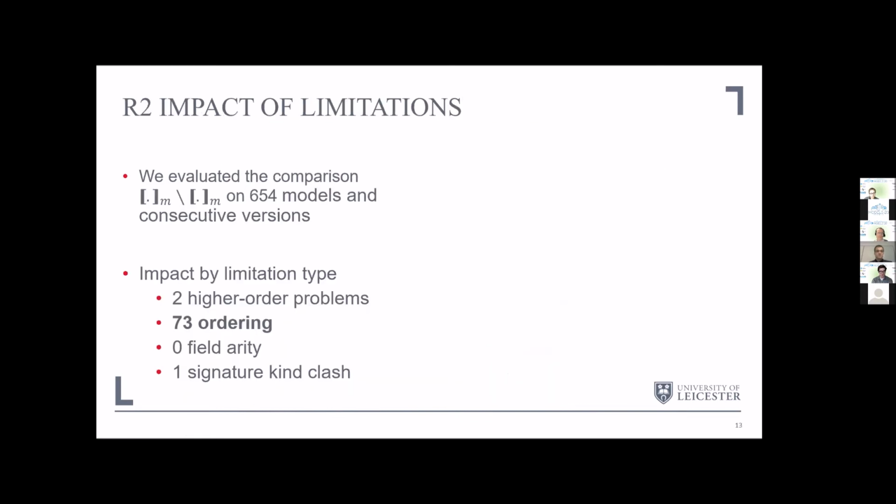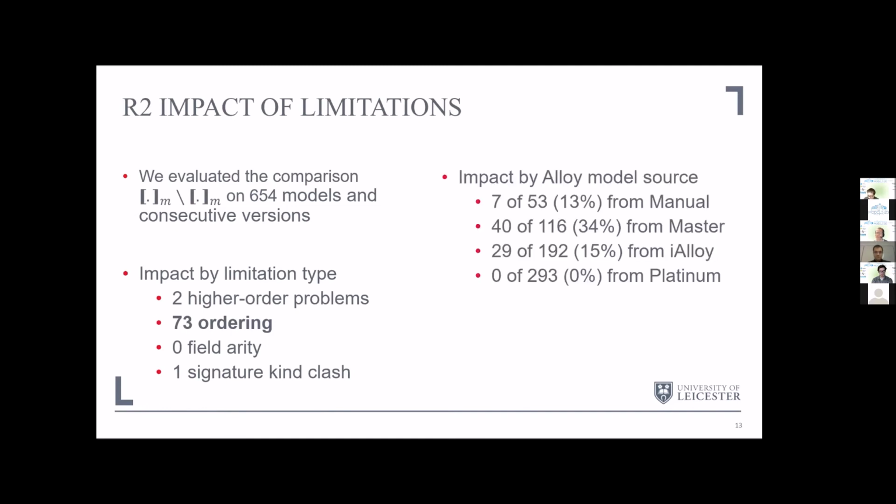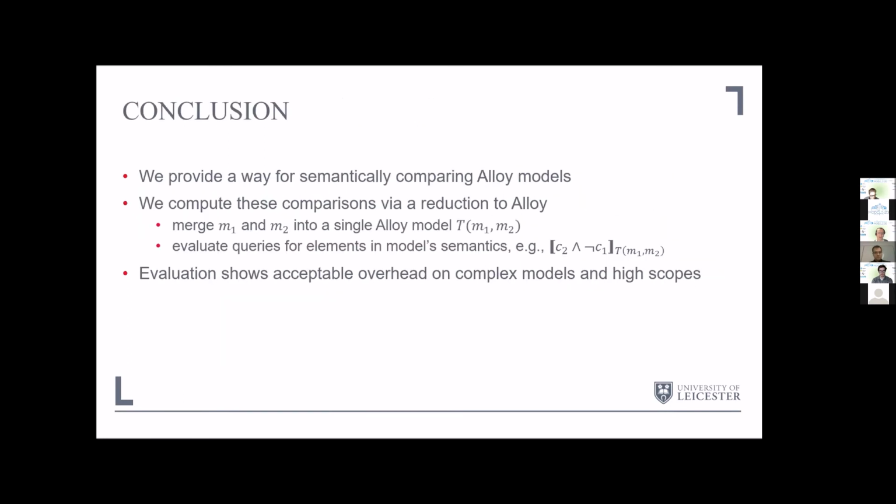The limitations mainly came about from this ordering predicate. Other things are not really used in the data sets that we had. The ordering predicate was mainly in the collection from the Alloy master branch, and the ones in iAlloy in the benchmark are actually copies of the ones from the master branch or modifications of them. So it basically comes down to the same specifications that use the ordering. This would be a thing that we might have to look into, how to support this.